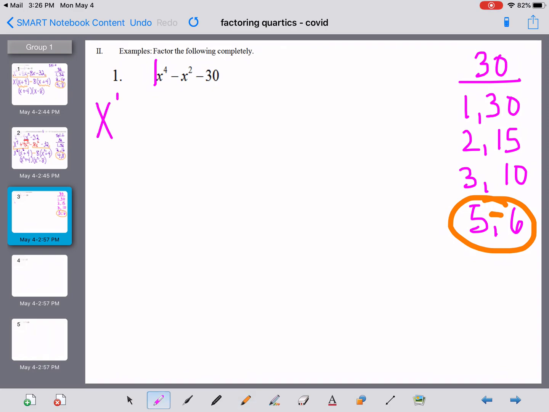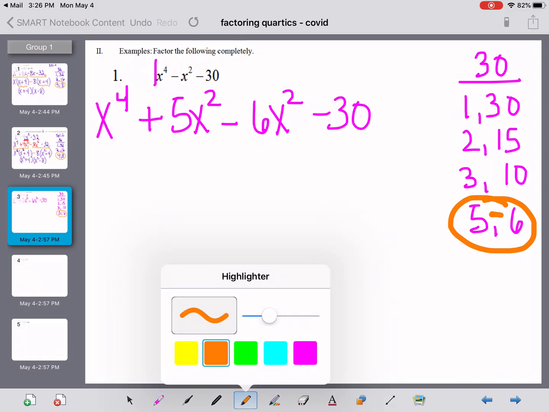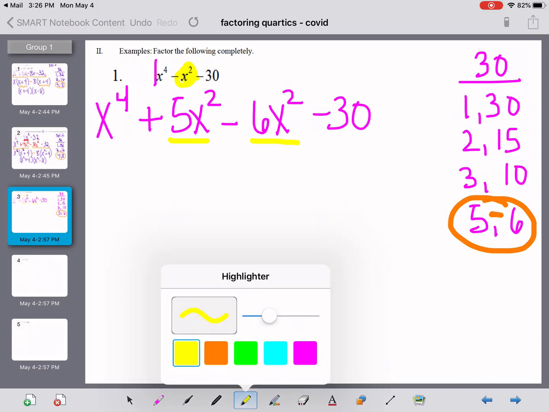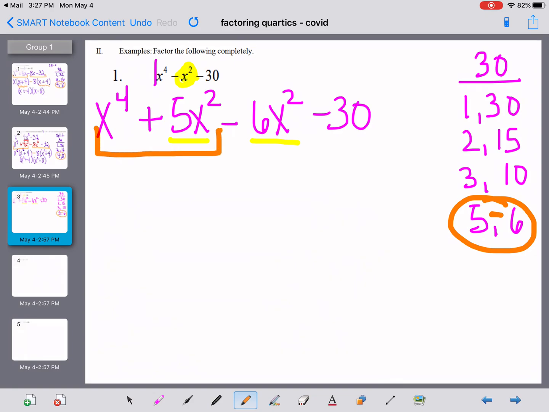And again, when we split the middle, it's x to the 4th minus 30, and then it's going to be plus 5x squared minus 6x squared. Again, let me remind you, because the middle term here is an x squared, these terms have to be x squareds. But now we can group. Here's a group, here's a group.